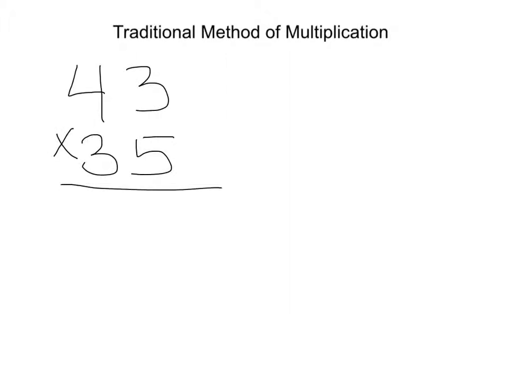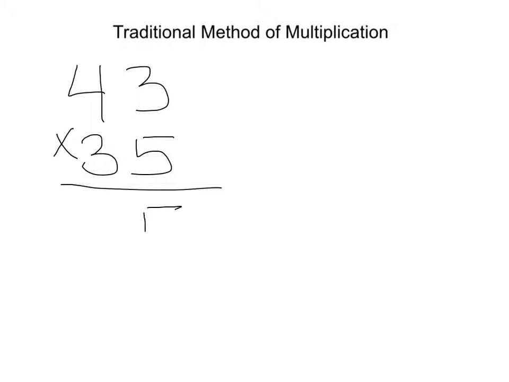Okay, so we're going to start multiplying a two-digit number by a two-digit number using the traditional method of multiplication. The problem we're going to do is 43 times 35. We'll start by multiplying the 5 by the 43. So we're going to start with 5 times 3, which is 15.